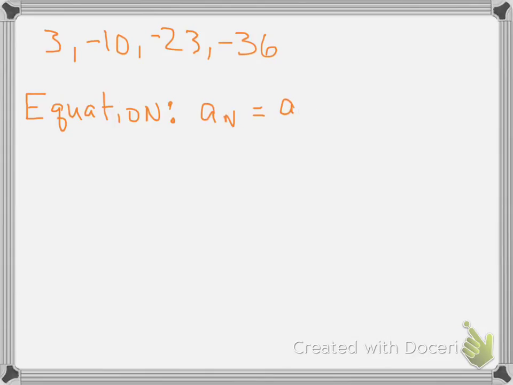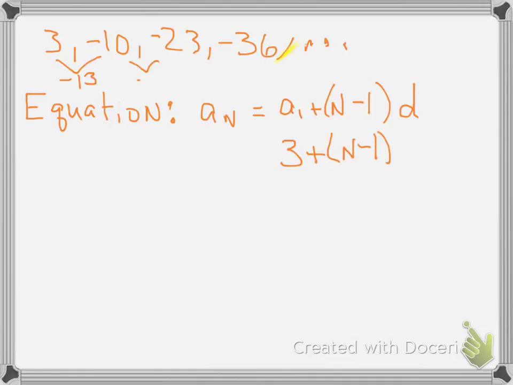Okay, so final example, let's do the same thing. Let's find an equation using these terms. I should have put here comma, dot, dot, dot. Okay. So I'm going to use those terms, this formula. The first term is 3. The difference, you'll see, is negative 13, because I'm going down by 13.